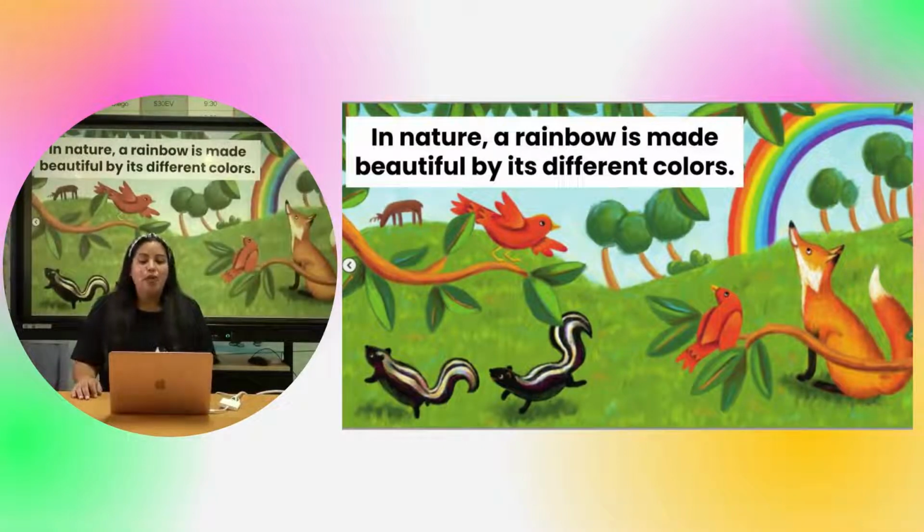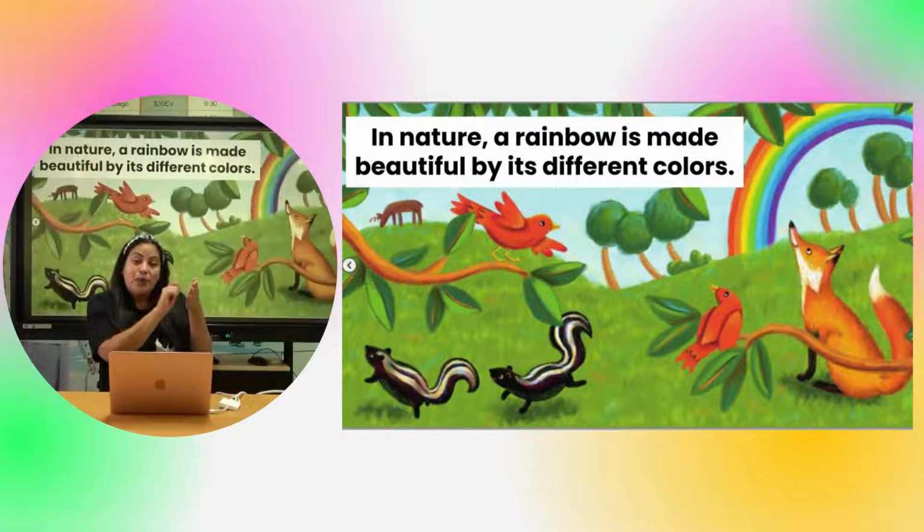In nature, a rainbow is made beautiful by its different colors. In the picture, we see a rainbow. It has lots of colors. We also see different animals, and the animals have different colors too. And the person that wrote the book, they want us to think about how the beautiful different colors are very nice in nature.